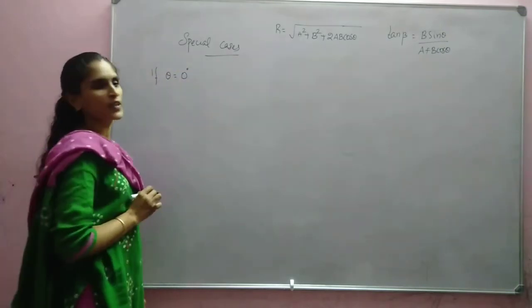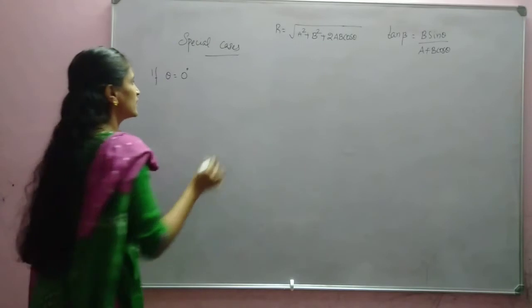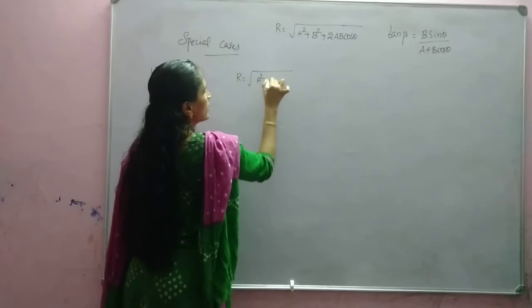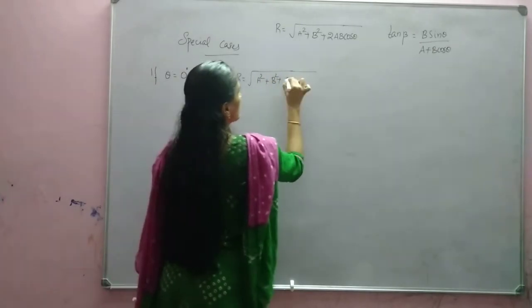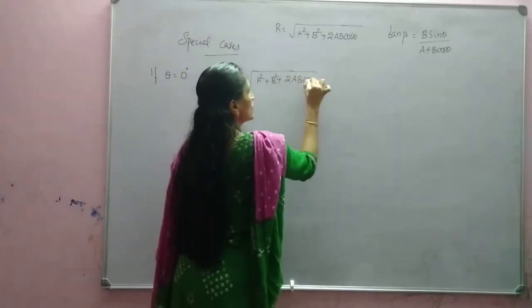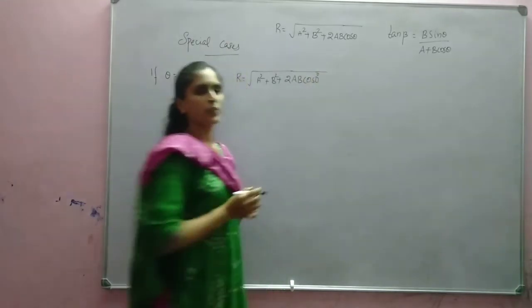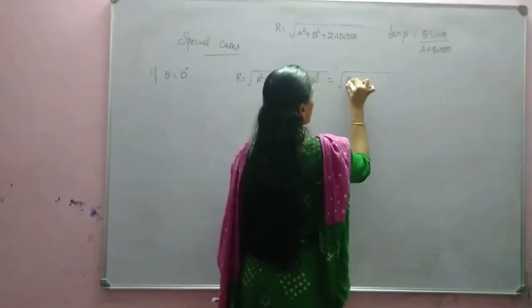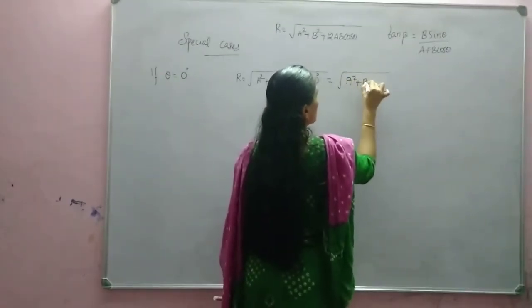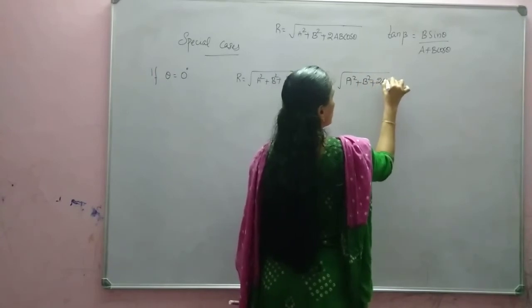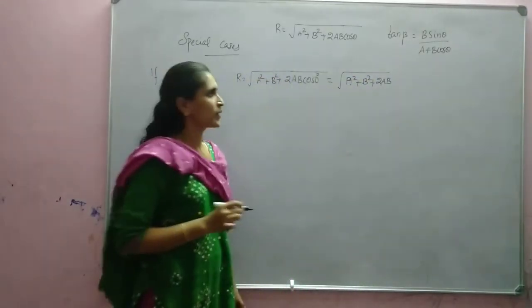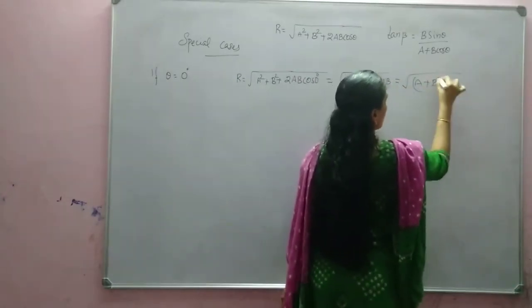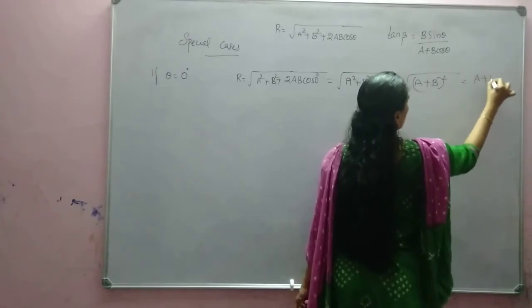If theta is equal to 0 degree, what happens for the resultant? We will get resultant is equal to root of A square plus B square plus 2AB cos 0. Why? Because cos 0 is 1. Or this can be written as root of A plus B whole square, or that is equal to A plus B.